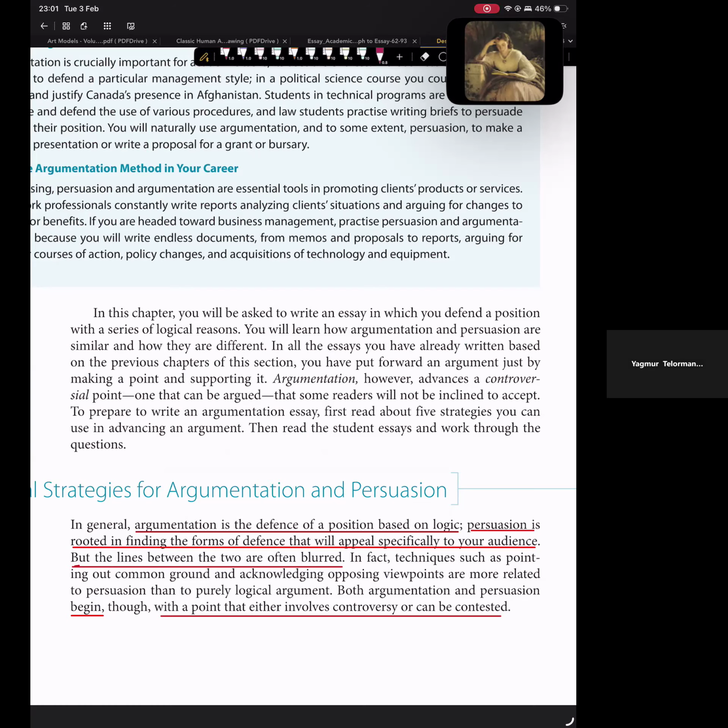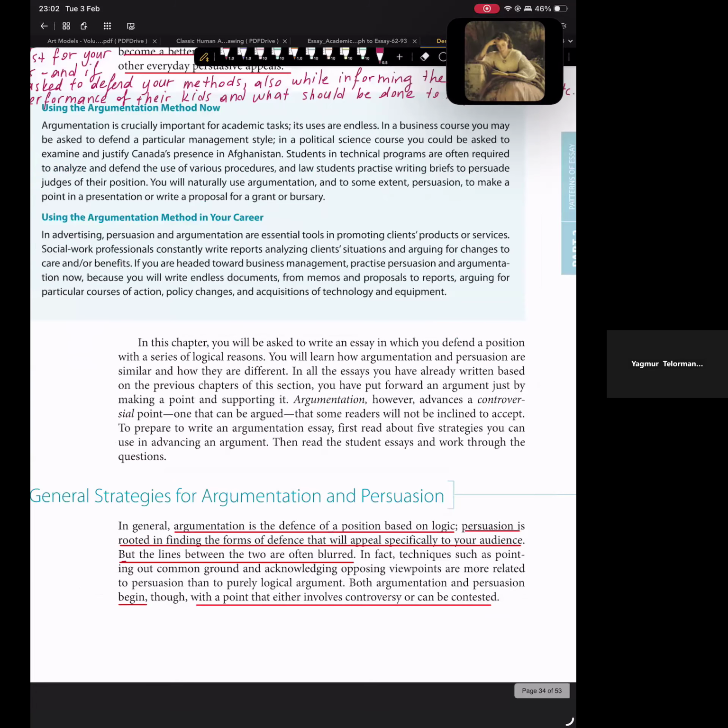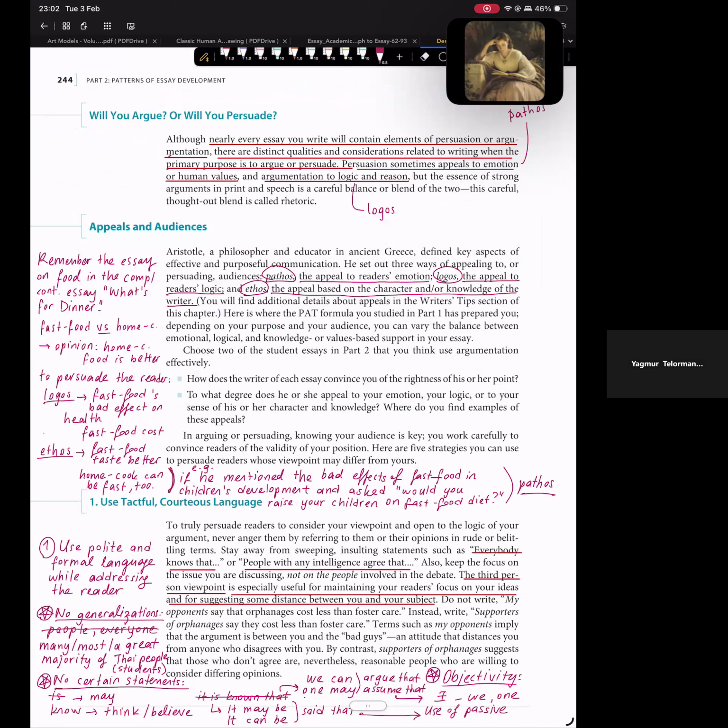But the lines between argumentation and persuasion skills are often blurred. We generally use the same methods for the two, and whatever their differences are, both begin with a point that either involves controversy or can be contested. So we need argumentative and persuasive skills about some controversial issues, about issues which may have two sides.